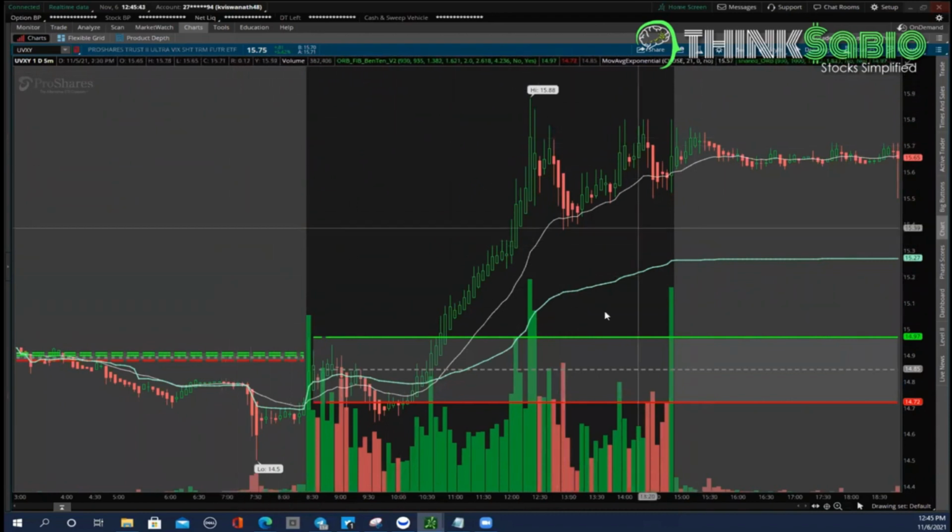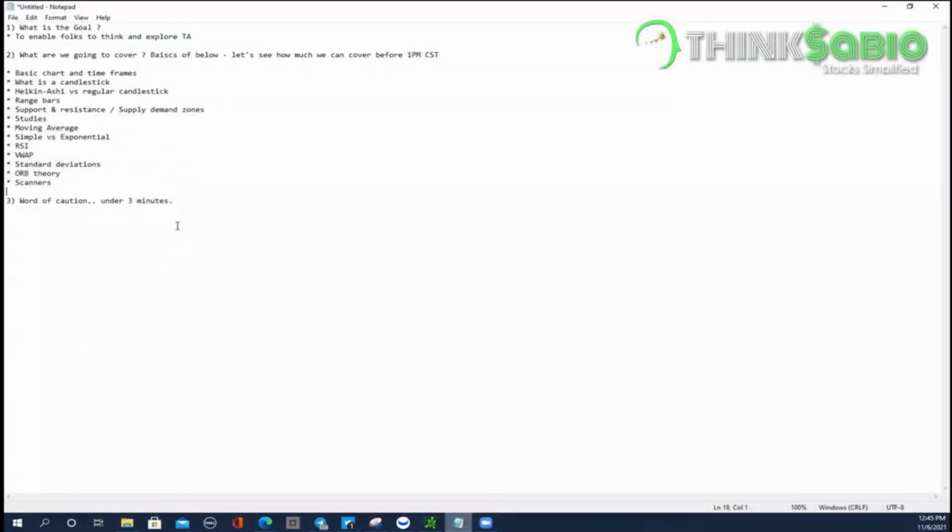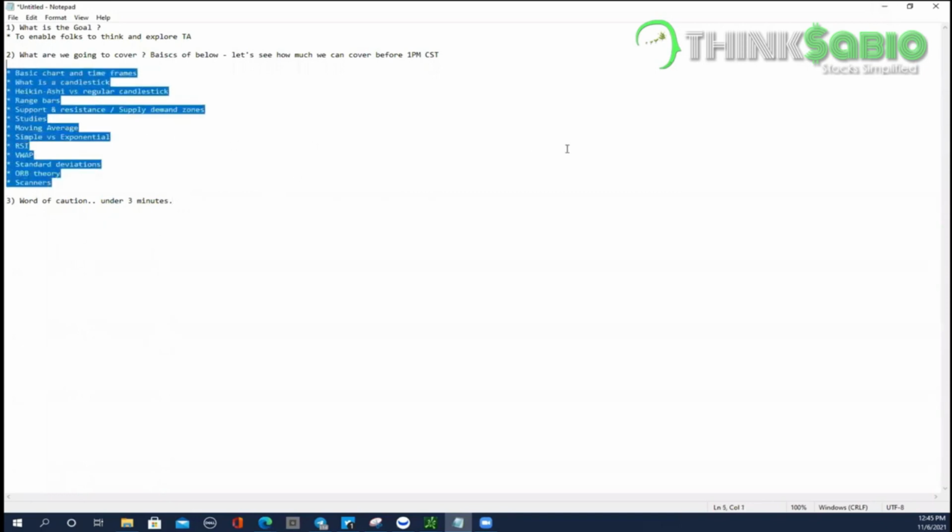There's a wonderful feature on Thinkorswim. You can do paper trading, just learn everything. And the word of caution for everyone is to paper trade before you implement any of these with your real money.